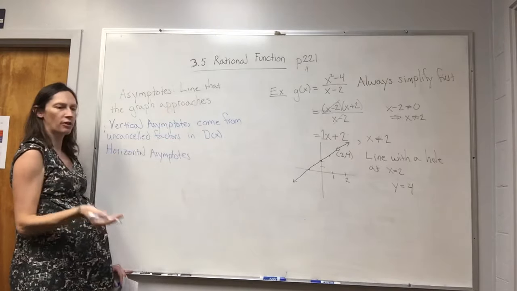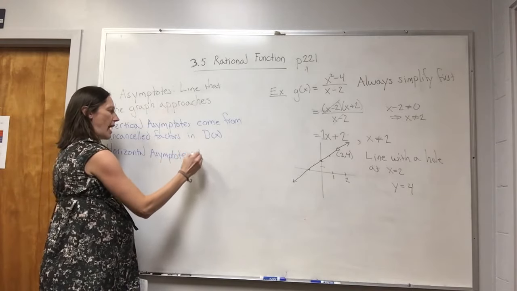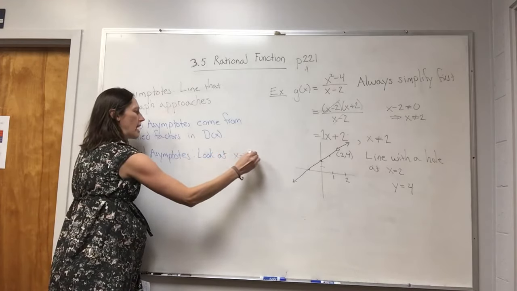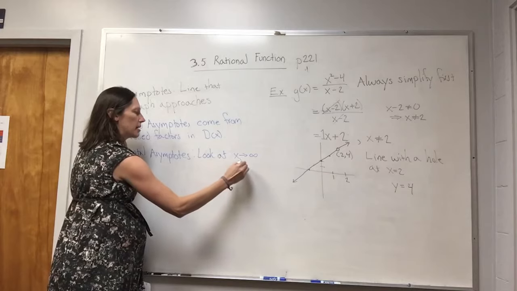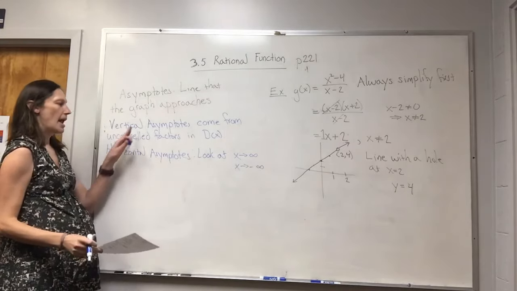Now, why would my graph ever approach something in the horizontal direction? Well, this comes from looking at some end behavior. What happens as x gets really, really big, positive, or perhaps really, really big, negative, okay?